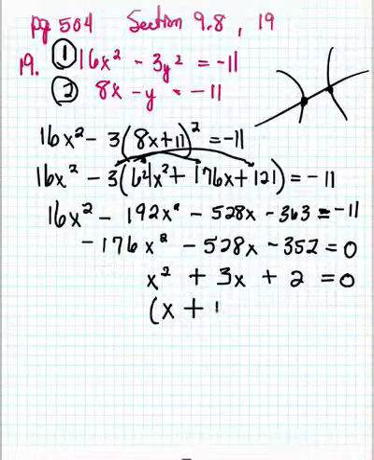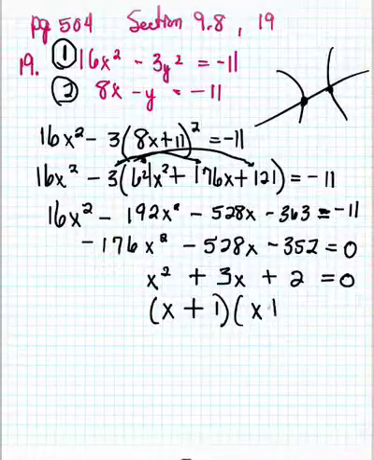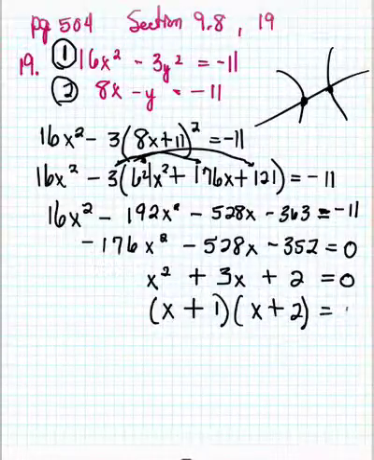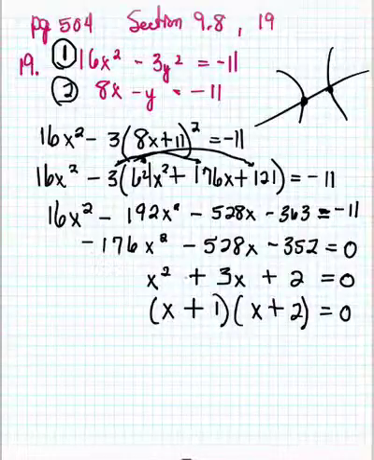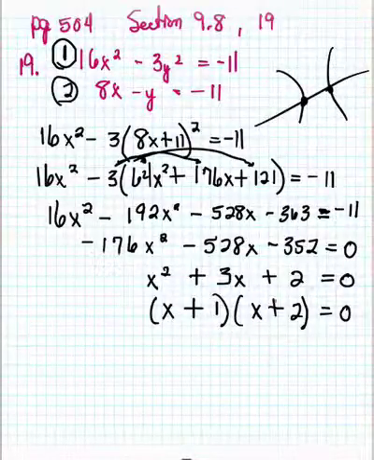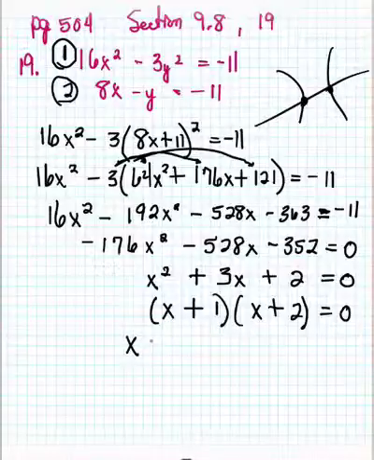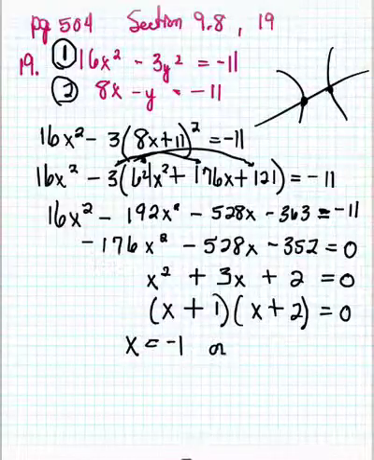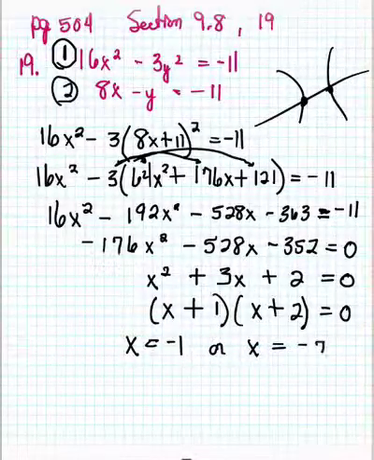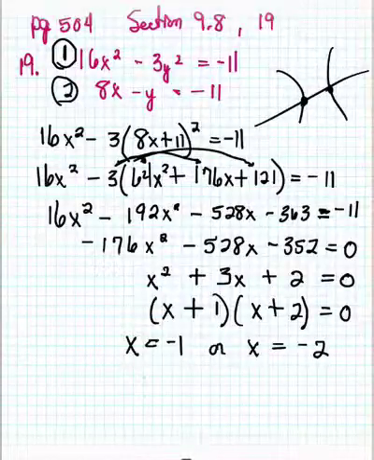Doesn't that factor beautifully? Yes, it does. I get x times x is x squared, 3x is my middle, and 2. And so we can see here x equals negative 1 or x equals negative 2. Now, I believe that works for us.